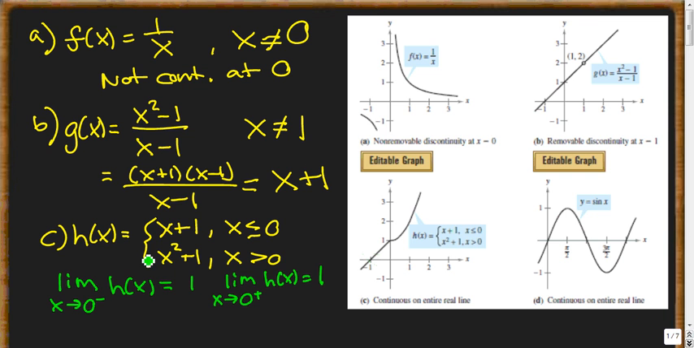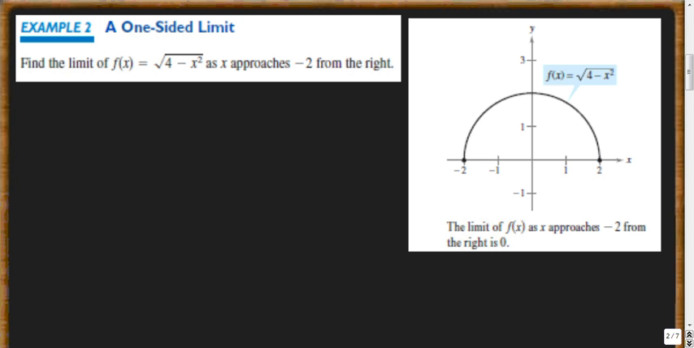And then our last one here is the sine of x, or y equals the sine of x. Well, that's just continuous everywhere, right? You're not dividing by anything. You don't have any breaks in the graph. It's completely clean, so it's continuous. So let's look at a one-sided limit.